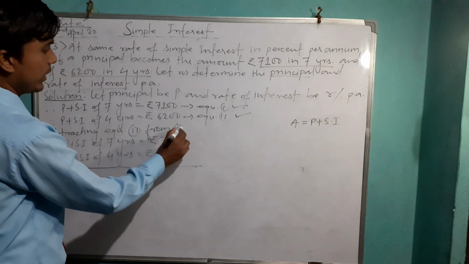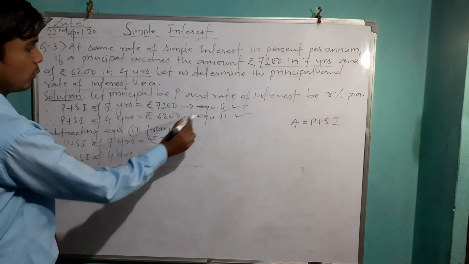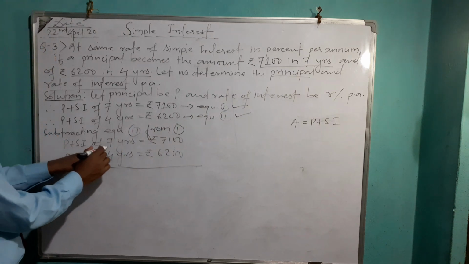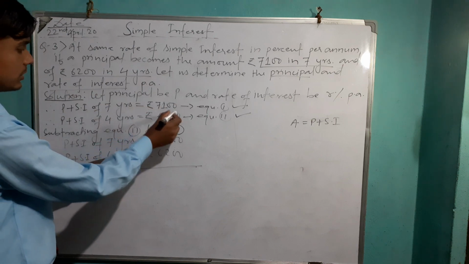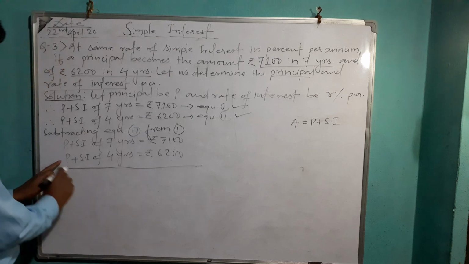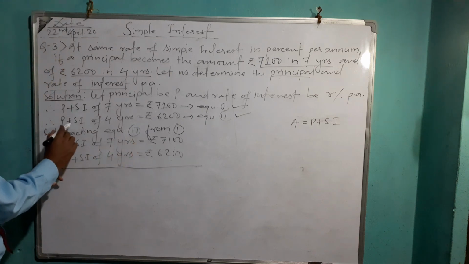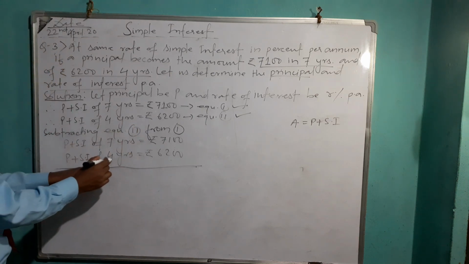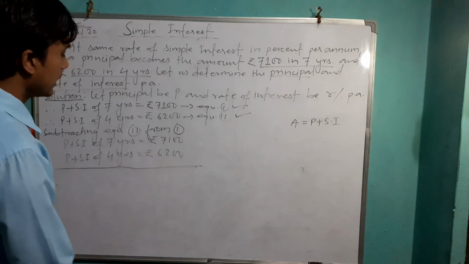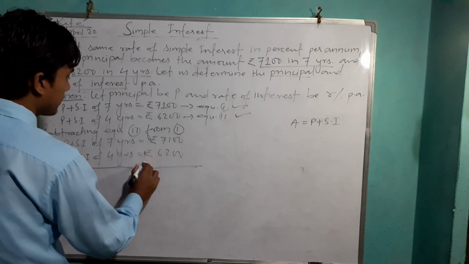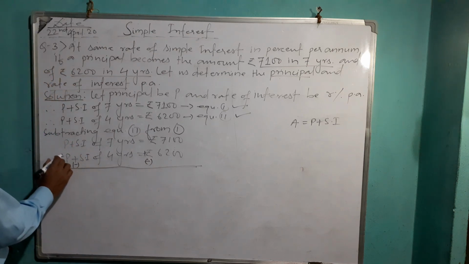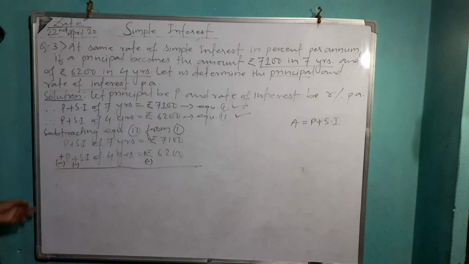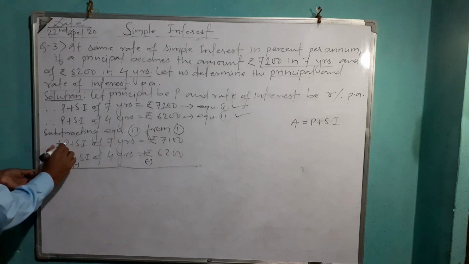So equation 1 I will write first: P plus SI of 7 years equals 7,100. Then equation 2 is this one: P plus SI of 4 years equals 6,200. Now while subtracting, where there is no sign, it means plus, and this will become minus. Here we have a plus sign, this will turn into minus. Now plus P minus P will get cancelled.